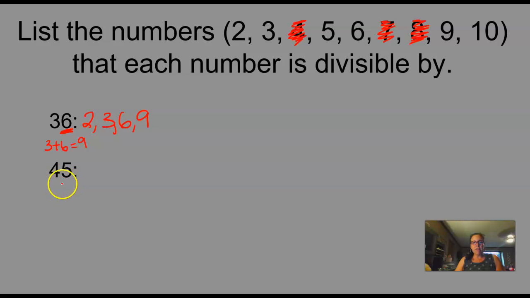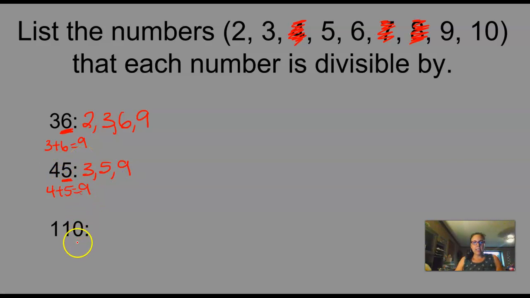All right, what about 45? It ends in a 5, so will 2 go into it? No. What about 3? Well, let's add it. 4 plus 5 is 9. 3 goes into 9, so yes. What about the number 5? Okay, yes, 5 will go into it. What about 6? No, because 2 doesn't go into it. Okay, what about 9? Will 9 go into 9? Yes. What about 10? No, the ones place is a 5.